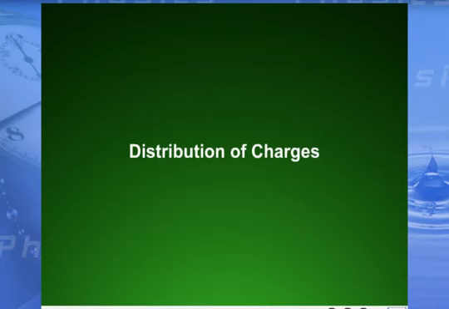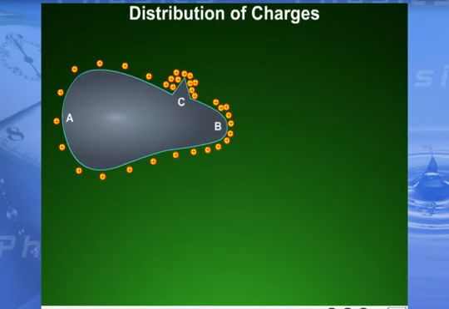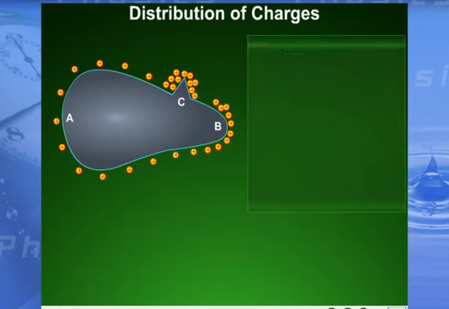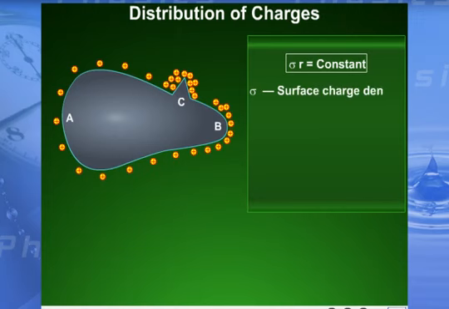Distribution of charges on a conductor. From this animation, we can come to a conclusion about the distribution of charges on a conductor. Sigma r is equal to a constant. Sigma represents surface charge density. r is the radius of curvature.